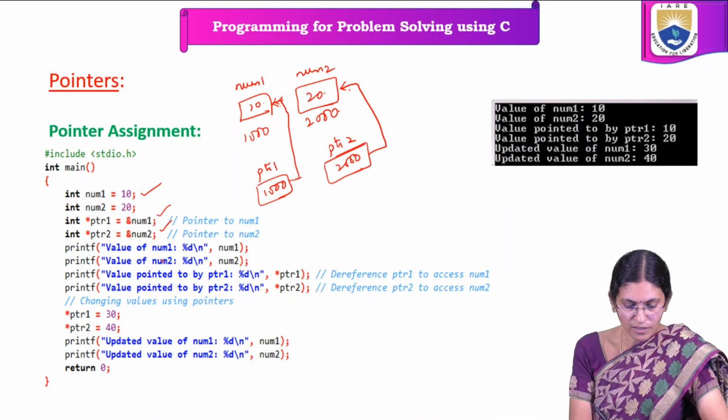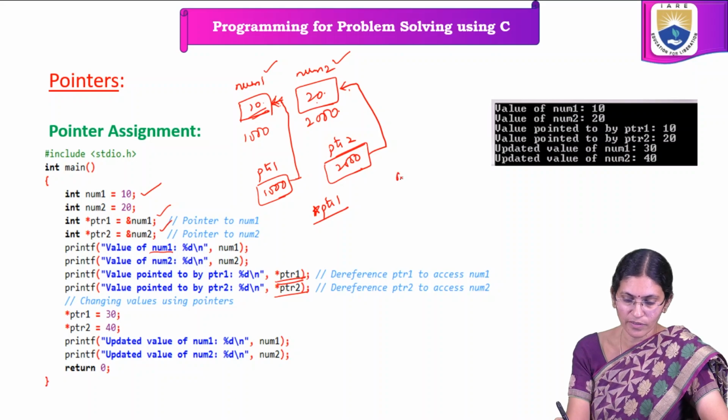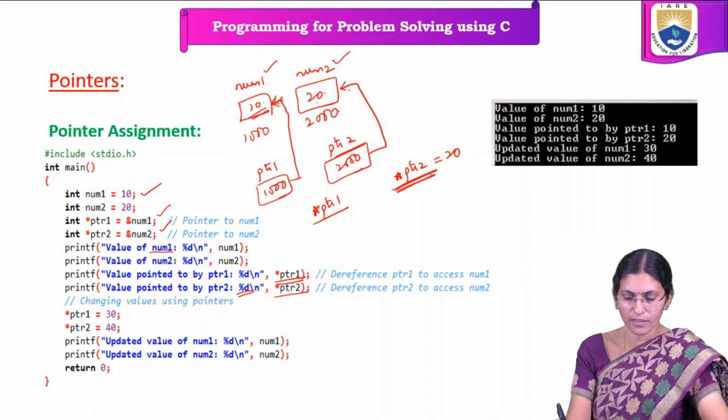Now if you print the value of num1, 10 can be printed by num1, then 20 can be printed by num2, and then the value pointed to by ptr1. So the value 10 also can be printed by using the dereference operator or indirection operator, star ptr1. So star ptr1 also holds the value 10, and then star ptr2 holds the value 20. It is pointing to an integer value, so this is equal to 20. The format specifier to print this value is %d and then star ptr2.